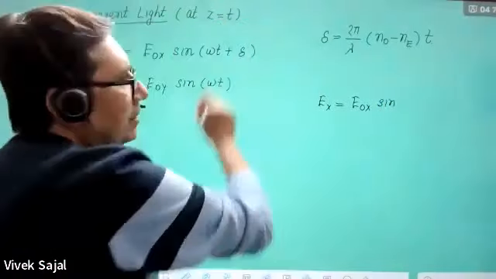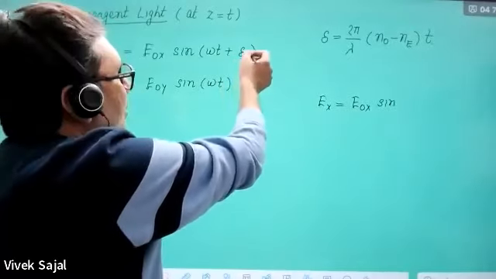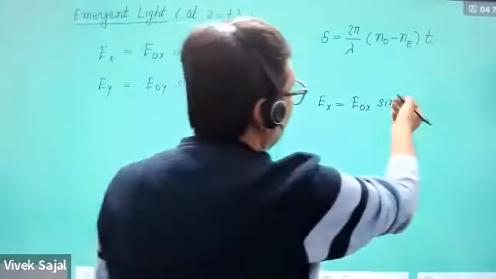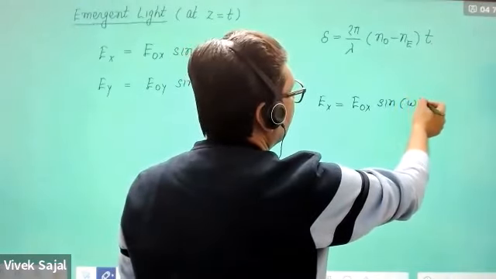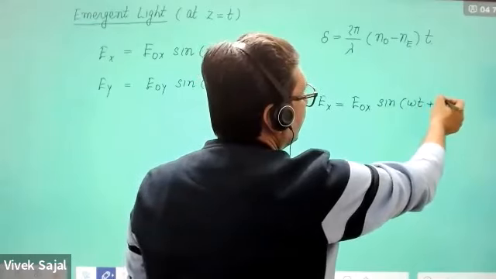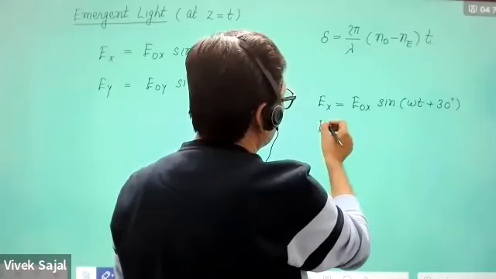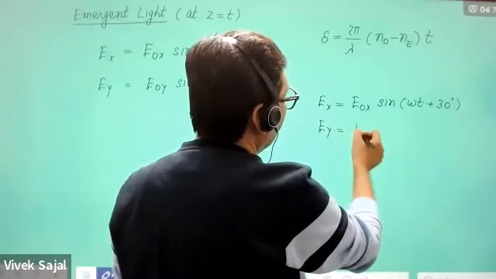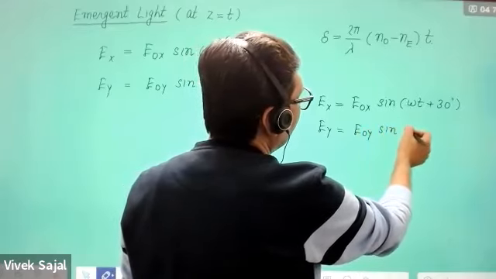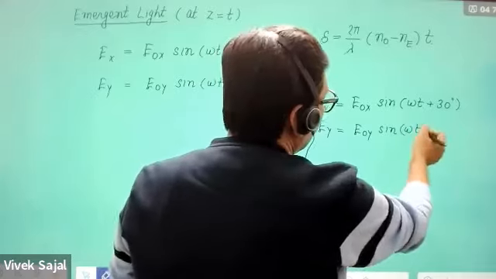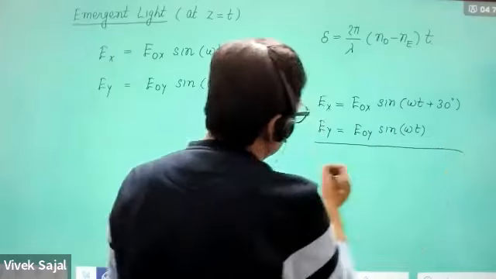Suppose I'm saying this is 30 degree. So I'm saying the phase difference between these is 30 degree. So I can write these equations like this. Try to understand. This will be omega t plus 30 degree. One way is to write like this. And the other one will be E naught y sine omega t. So here the phase difference is 30 degree.